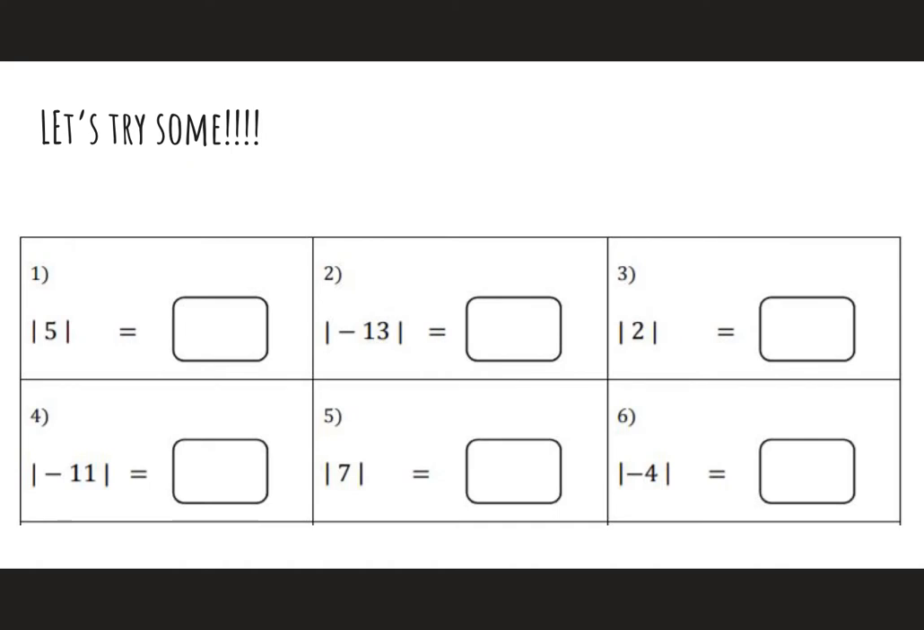So when we're trying to find the absolute value of a number, we're just trying to find the distance away from zero. So this 5 is 5 units to the right from zero. Negative 13 is 13 units to the left from zero. Positive 2 is 2 units away from zero. Negative 11 is 11 units to the left away from zero. 7 is 7 units away. And negative 4 is 4 units away.